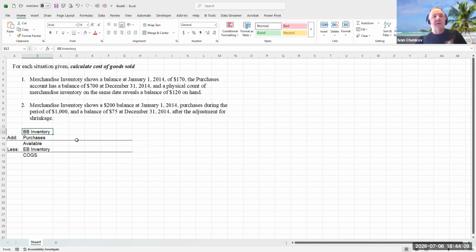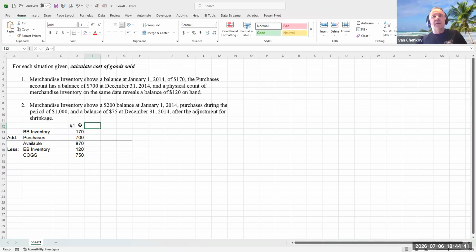So first, in the first case, the beginning balance of the inventory was 170. Once we add the purchases of 700, we're going to have available for sale 870. And once we deduct the ending balance of the inventory, which is 120 on hand, which we count, our cost of goods sold will be $750. That's for scenario 1.